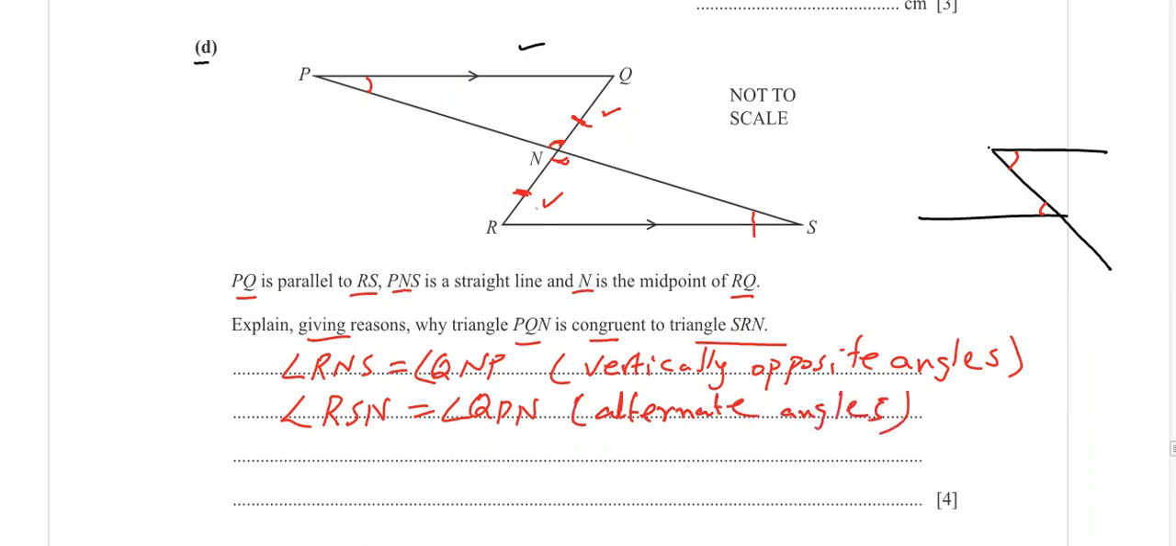Similarly, what is the third thing? Again, these are parallel, so this angle and this angle will also be equal. So you can say angle SRN is equal to angle PQN. And the reason is the same, they are alternate angles.